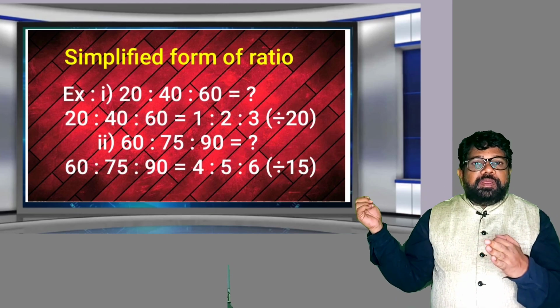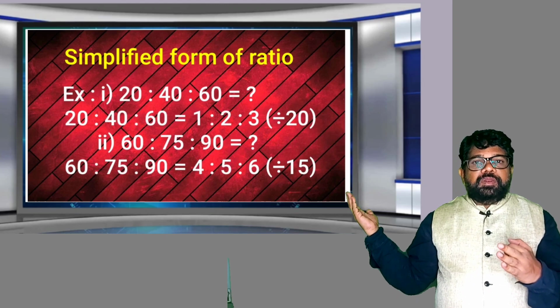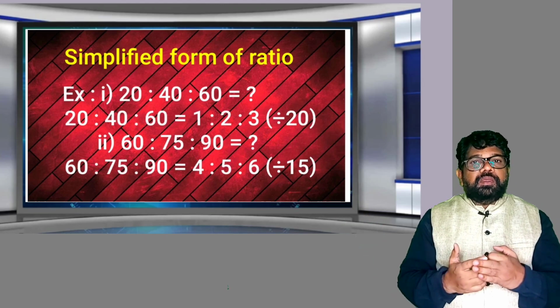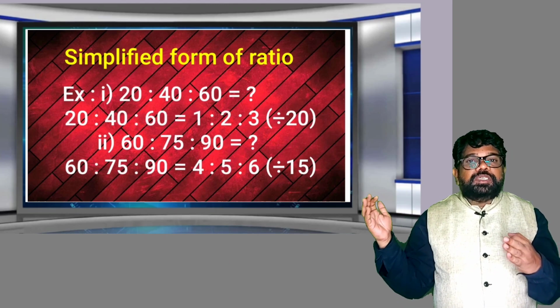By observing the example here, 2 is to 3 and 3 is to 2. The value of 2 is to 3 is 0.666, and the value of 3 is to 2 is 1.5. So these two are not equal. If the order changes, the final value also changes. So 2 is to 3 is not equal to 3 is to 2.